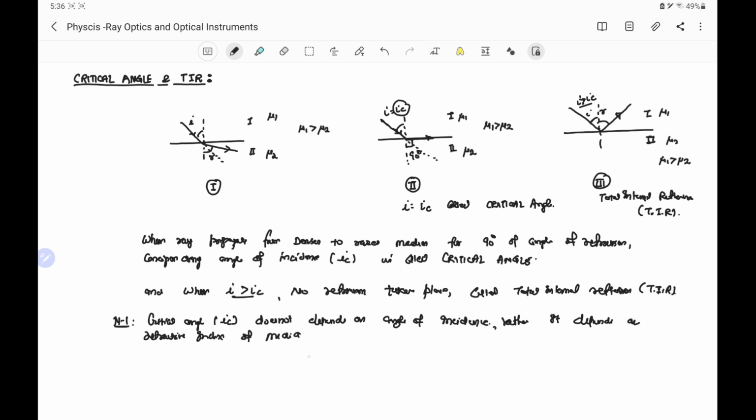So, for the critical angle, we can write the refractive index of 2, that is the rarer medium, divided by the refractive index of the first, that is the denser medium. It is equal to sin IC by sin 90 degree, or it is equal to sin IC. If the first medium has the refractive index mu and the second medium is air, that is its refractive index is 1, we can write that 1 by mu equals sin IC, or sin IC equals 1 by mu.